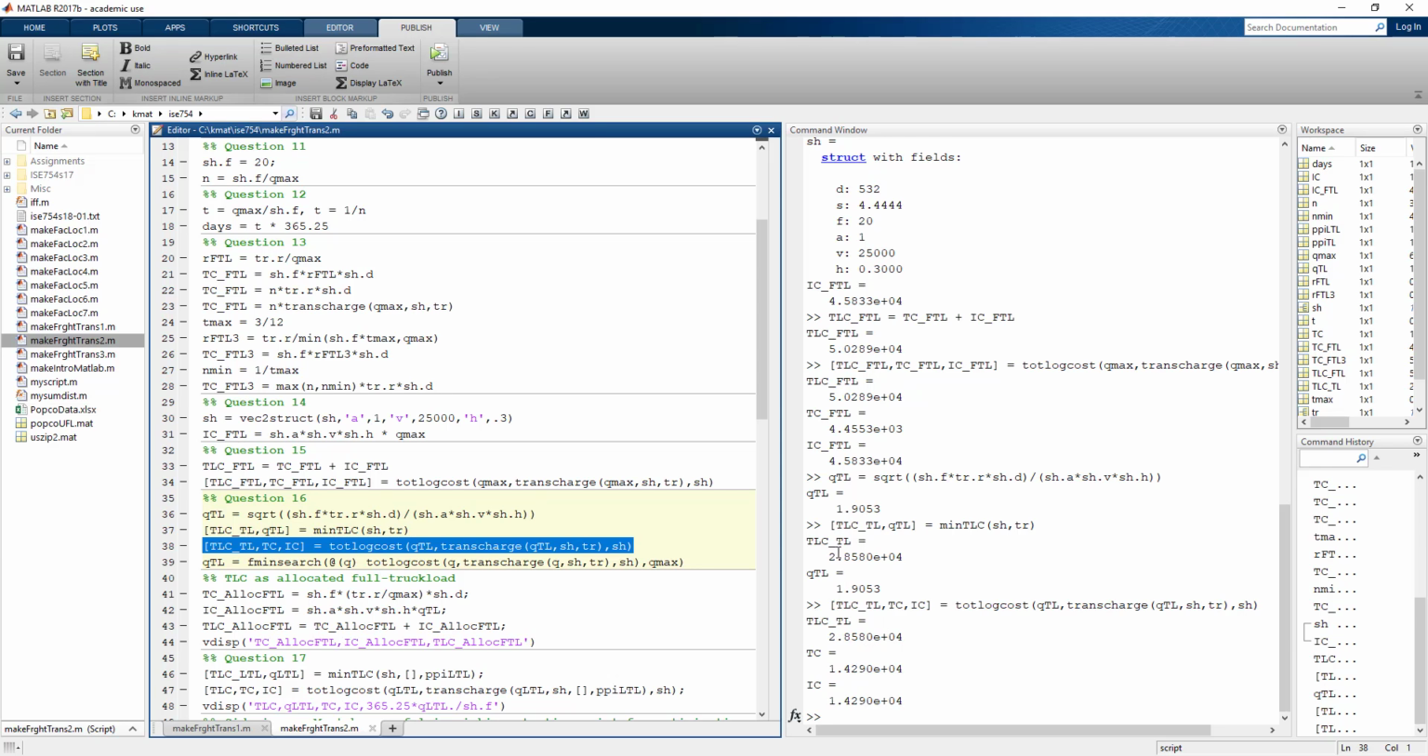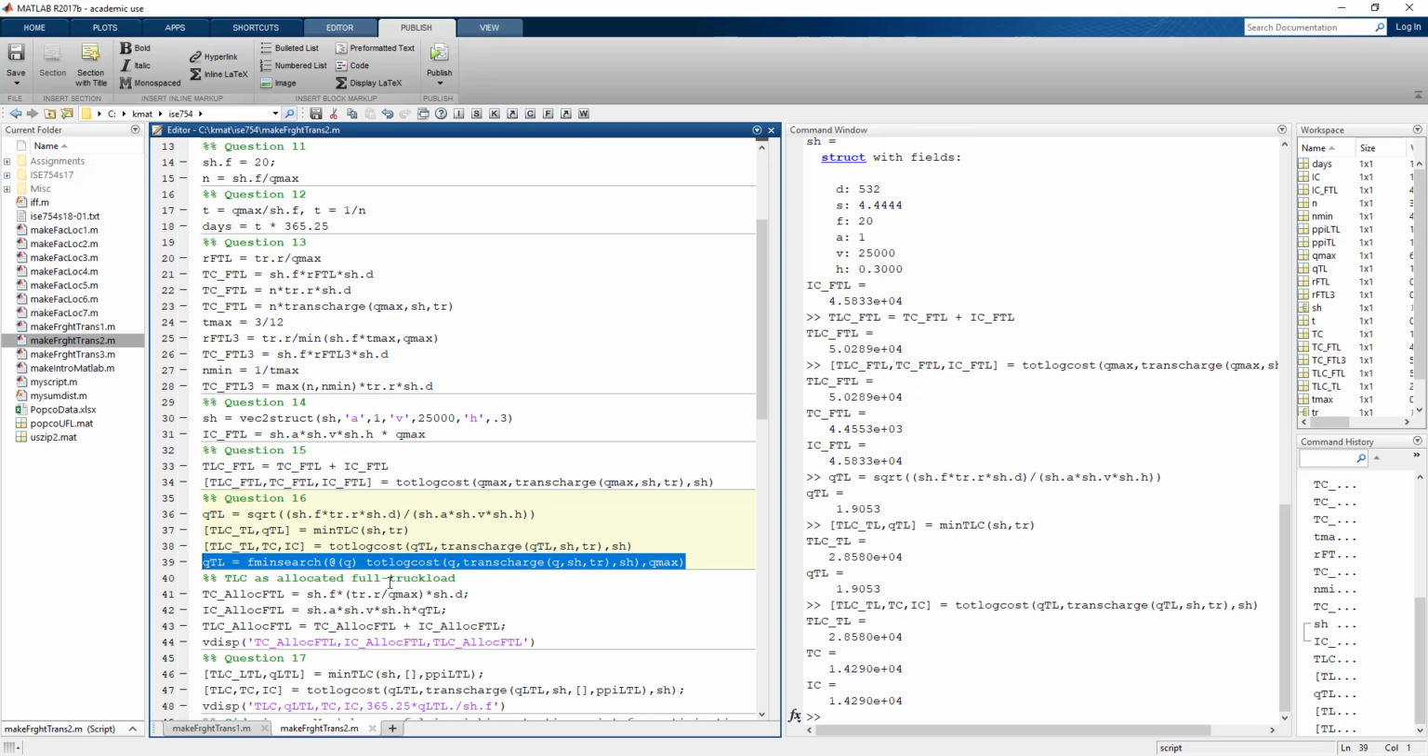If we look at the totals, we get the same as returned by min TLC. One nice thing here is we also get the breakdown of the transport and the inventory cost components. And as is always the case for optimal truckload, the transport and the inventory costs are equal to each other at optimality.